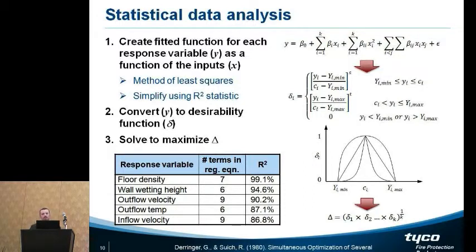And the method we actually use is one that was popularized by Derringer and others in the 80s. It essentially takes this equation and converts it to a desirability function, where the target value for the responses we picked earlier in the analysis gets a desirability of 1. And we know that our model isn't a perfect fit, so we set some min and max values of reasonable, for instance, wall wetting height.